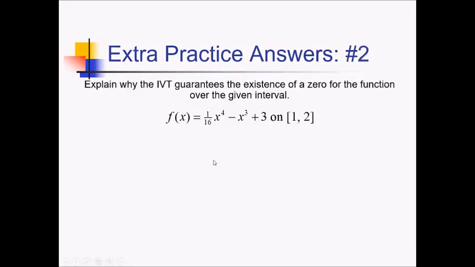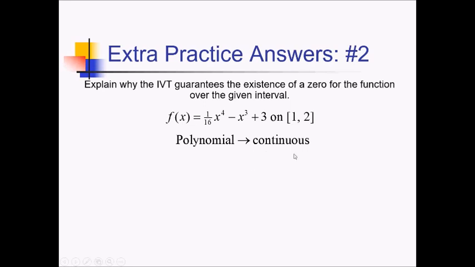On this problem, we're trying to explain why the Intermediate Value Theorem guarantees the existence of a 0 for this function on the interval from 1 to 2. So to use IVT, we need to establish two things. First off, we need the function to be continuous. Now this is a polynomial, so automatically we know it's continuous. It's just known to be continuous. We also have to establish that the magic y value we're looking for is between the starting and the ending y values of the function.